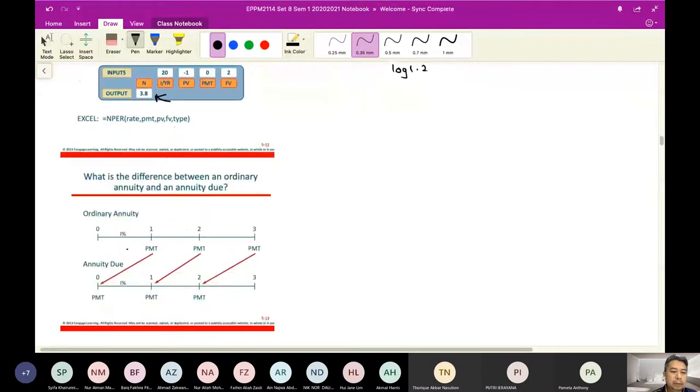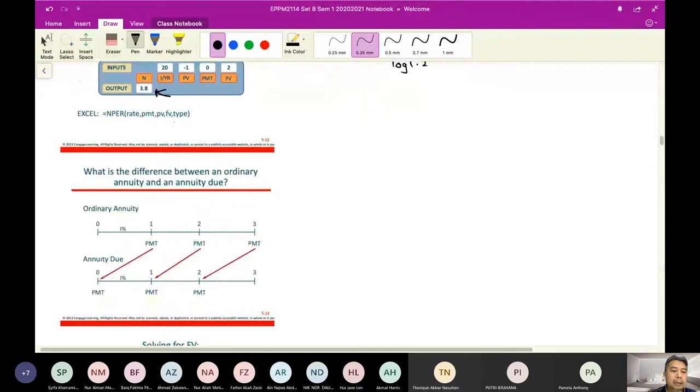Right, we move on to another subtopic. Subtopic here is on annuity, which is number 3, A-N-N-U-I-T-Y. This is annuity, which I have explained to you.